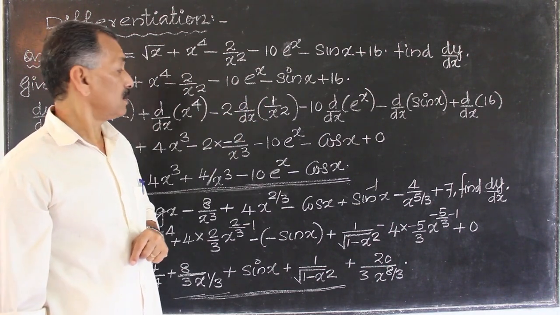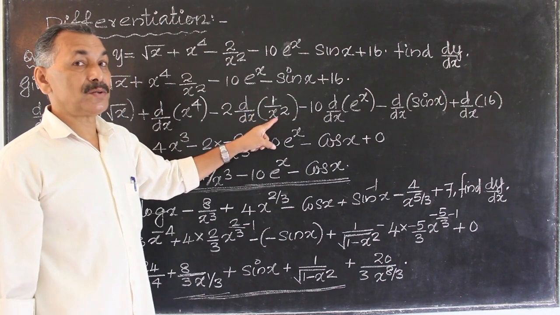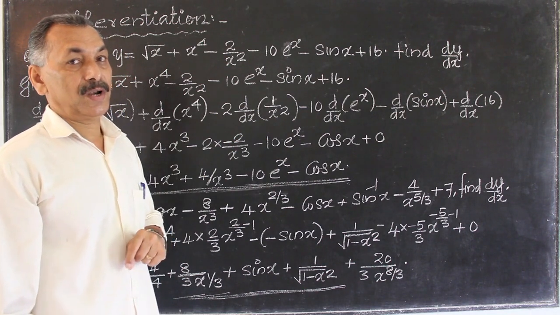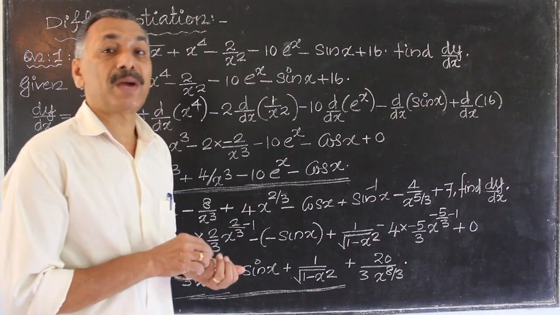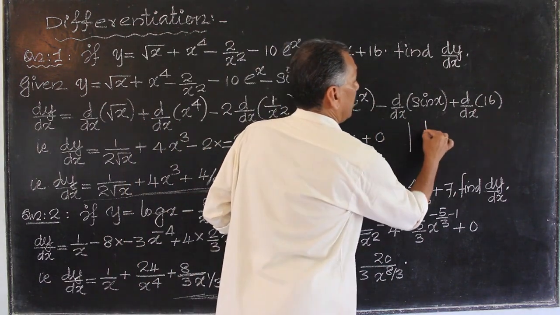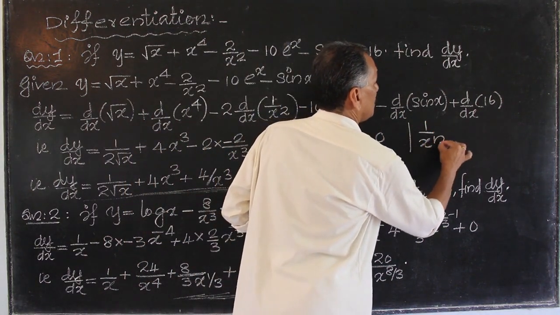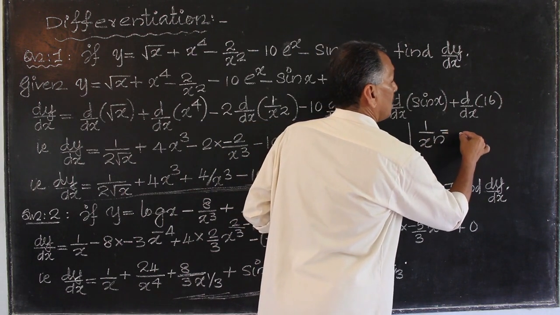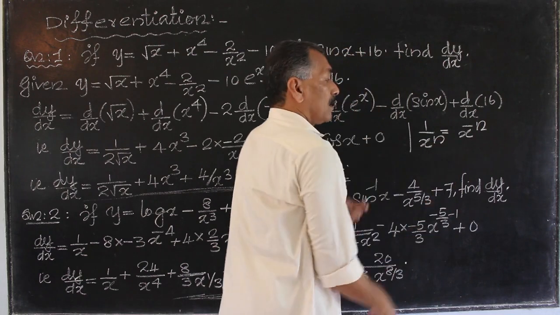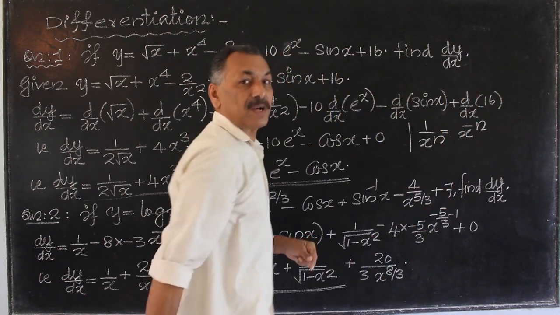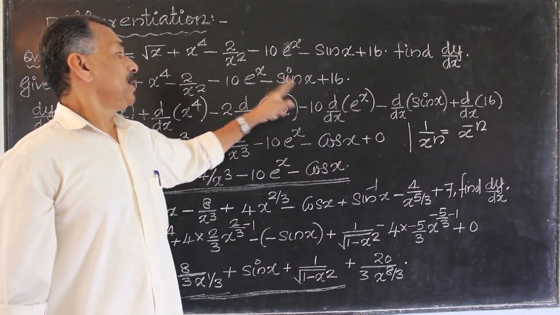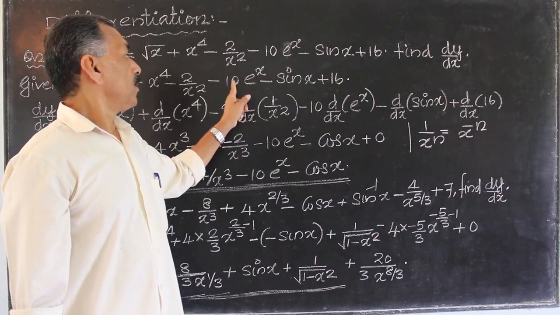What is 1 by x square? 1 by x square is equal to x raised to minus 2. The property is: 1 divided by x raised to n is equal to x raised to minus n, and 1 by x raised to minus n is equal to x raised to n. Then minus 10 into the derivative of this type.